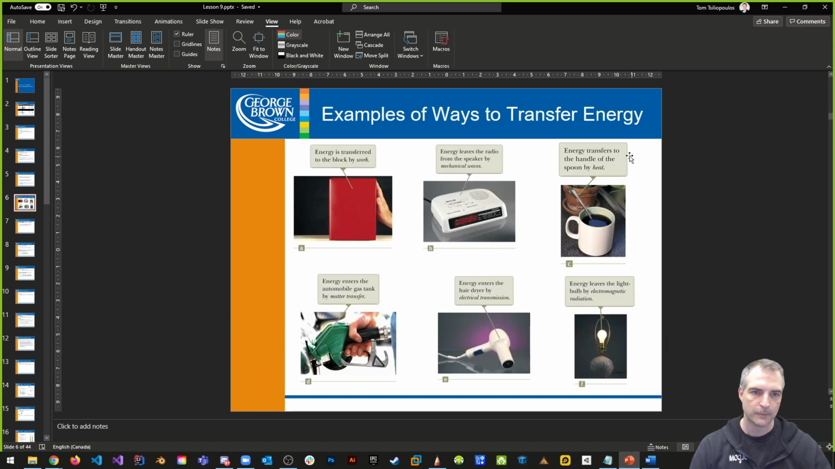Example: energy transfer to the handle of a spoon by heat. The spoon itself is the system. Heat is inside of the cup. The heat transfers from the liquid in the cup to the spoon. Is it a perfect energy transfer? No. Some energy is lost to the ambient air around the cup.